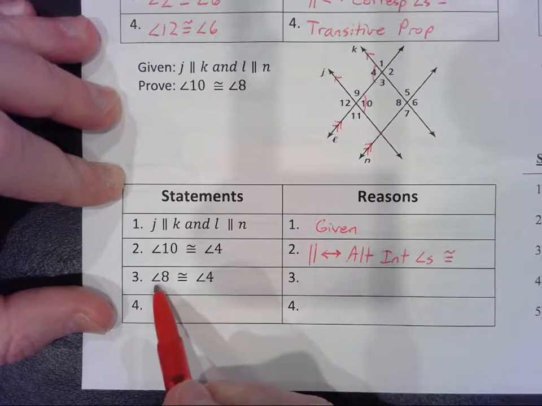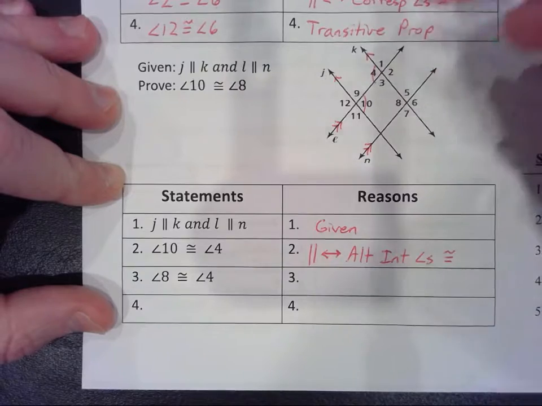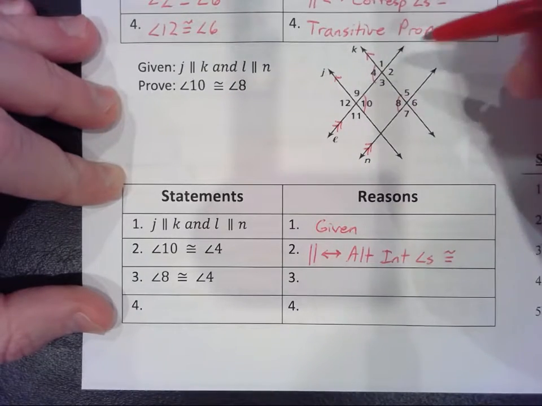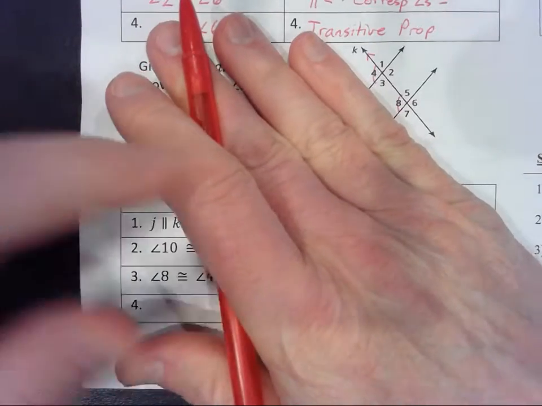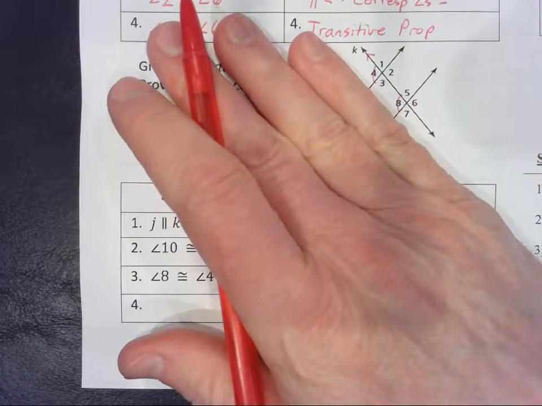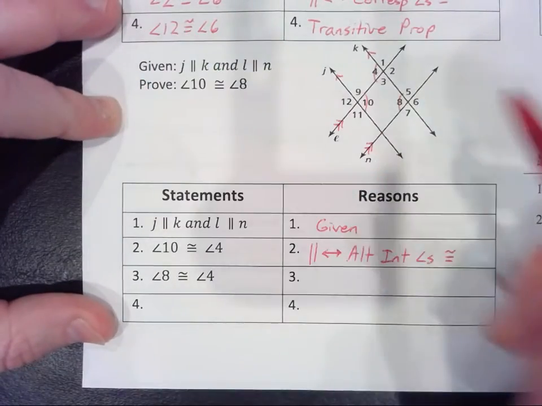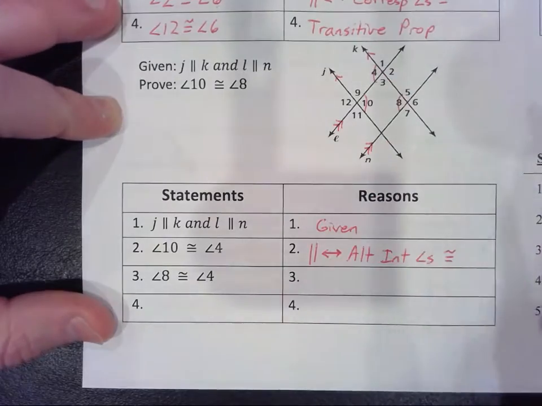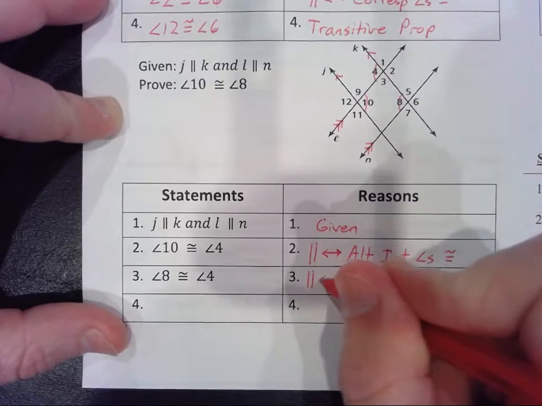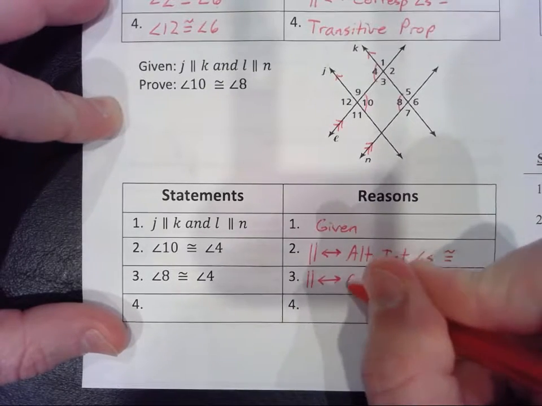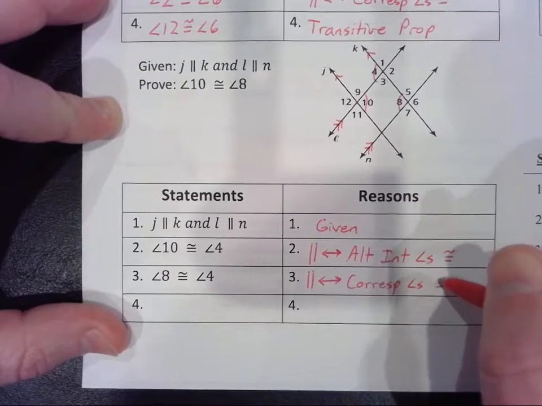Next, angle 8 is congruent to angle 4. Angle 4 and angle 8 are congruent. This doesn't use line J. K is the transversal, and angles 4 and 8 are the corresponding angles. They're both on the left side of those intersections. So again, because the lines are parallel, the corresponding angles are congruent.